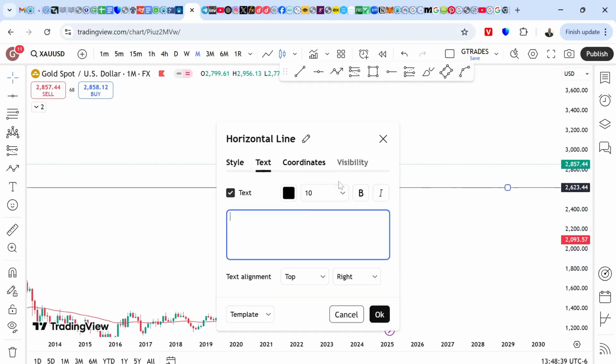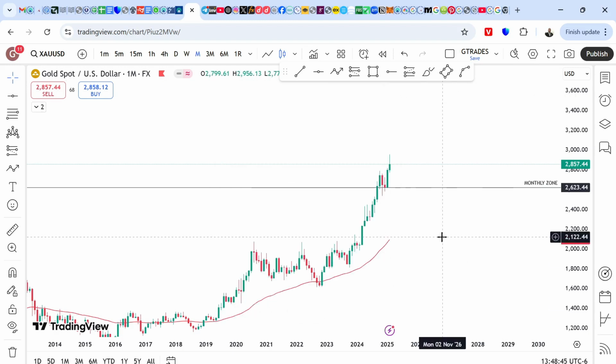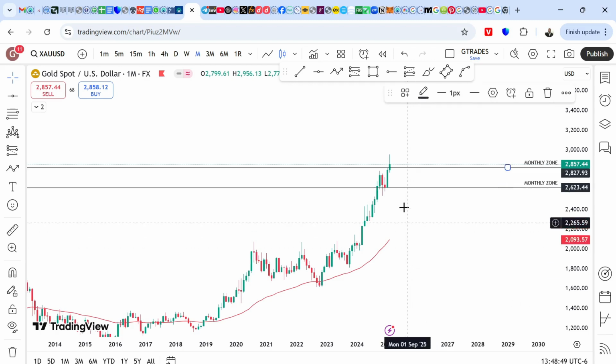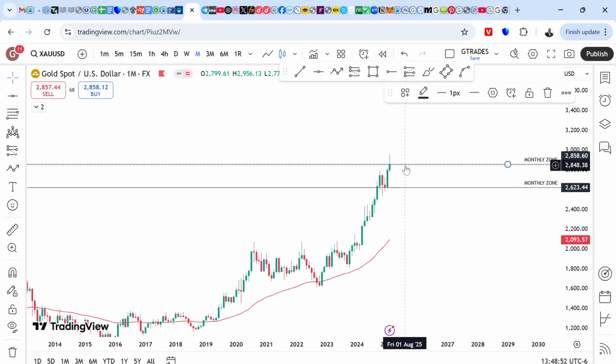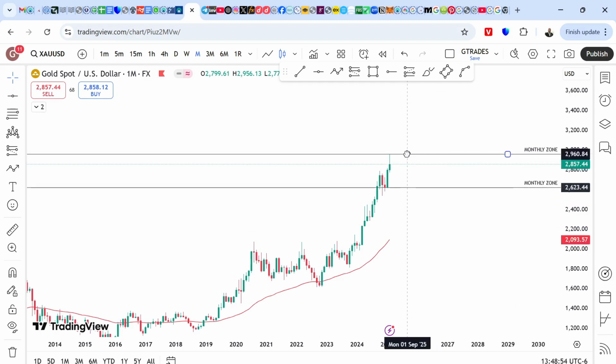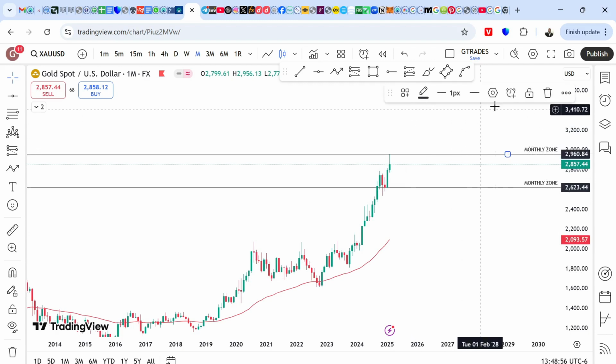I would just like to put a label on this, which is the monthly zone, right? You know how I analyze my market, very simple. All right, now this is what I'll be doing. Then probably let me just clone it. Let me put it here on this, right? This is the highest point price got to before that weak rejections started happening, right?